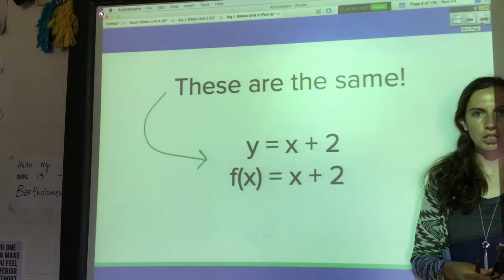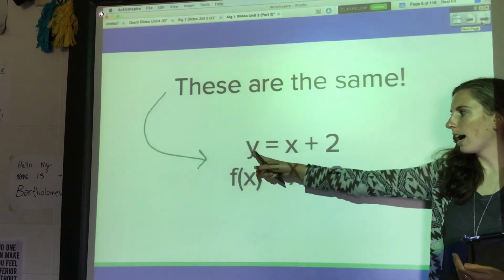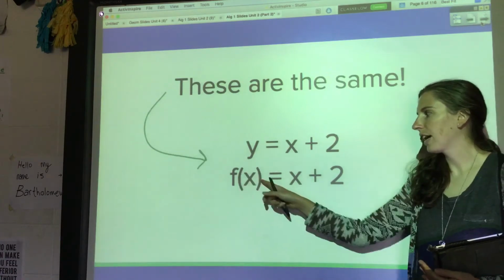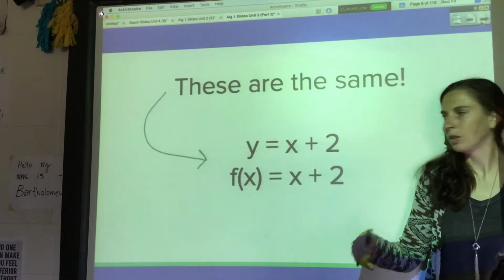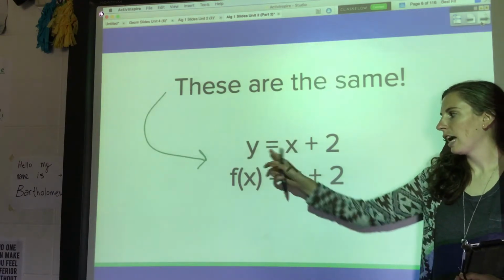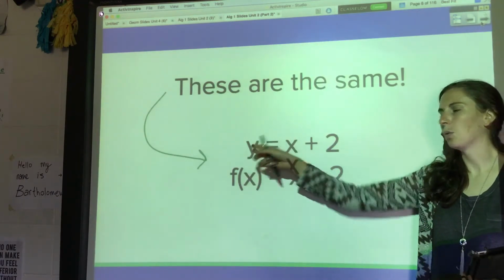Okay. The equations we've typically seen so far, we've used x and y. When we're using function notation, instead of y, we typically write f of x. They mean literally the same thing. F of x and y are pretty much interchangeable. They both stand for the output. X is the input, f of x is the output, or x is the input, y is the output.